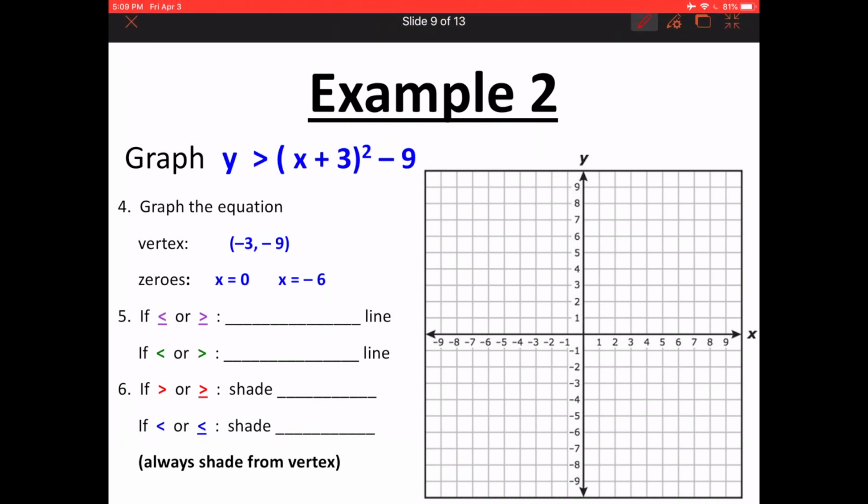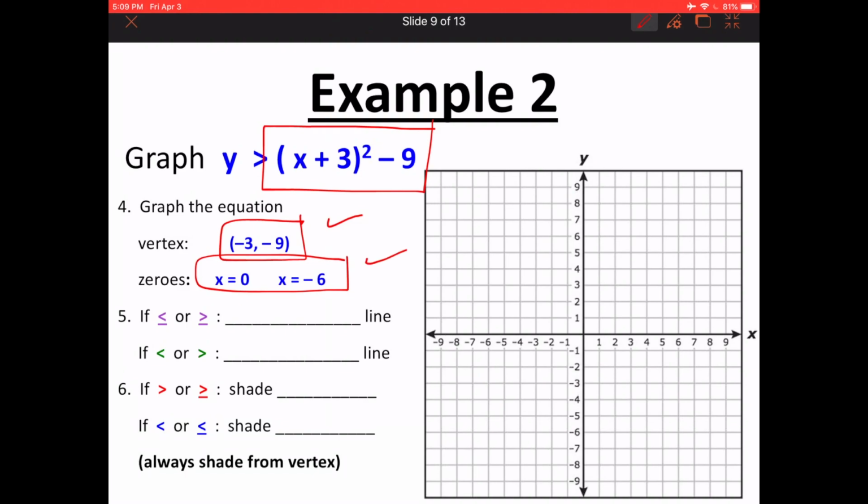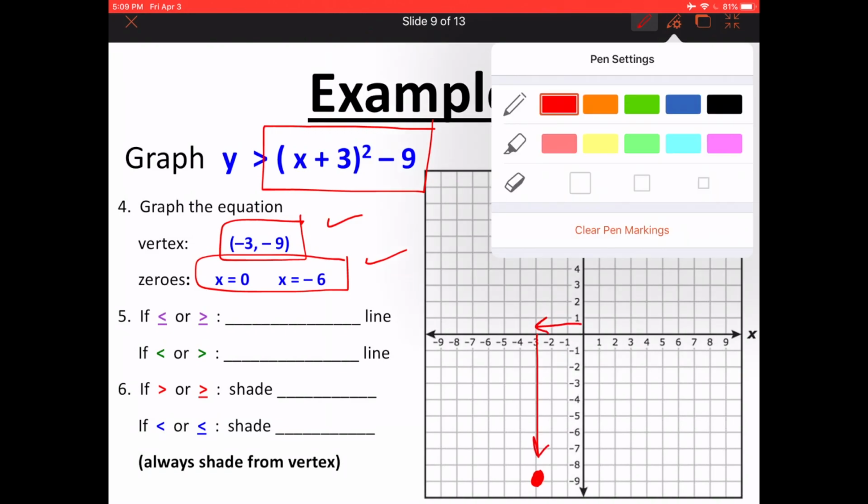All right, so here's our graph. Okay, guys, notice here is the vertex form that we came up with. Here is our vertex, and here are the two zeros that we did on the last slide. So let's go ahead and graph that. My vertex at negative 3, negative 9 would be down here. Remember, we always go left or right first. So we're going to go left 3 and then down 9.